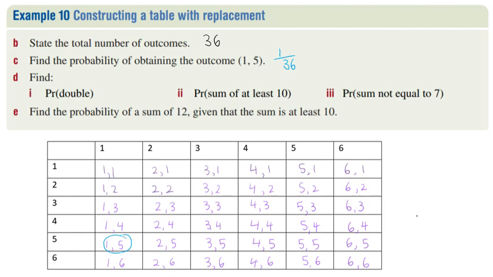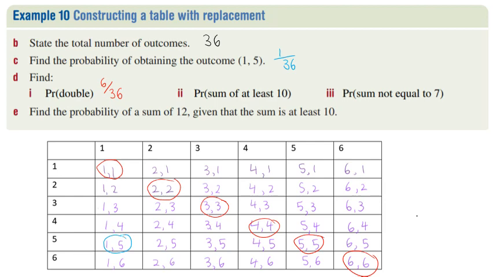Okay, next one. Find the probability of a double. A double means the numbers are the same. So these are our doubles. So double, there's 1, 2, 3, 4, 5, 6. 6 out of 36.